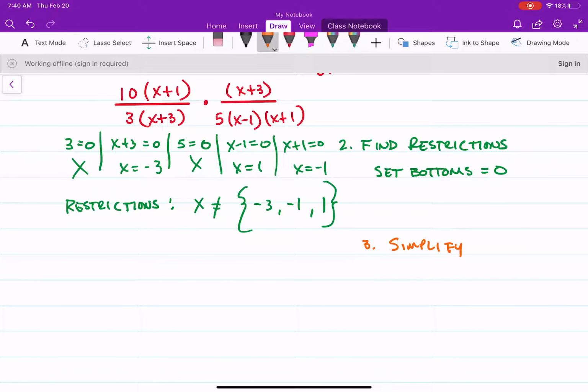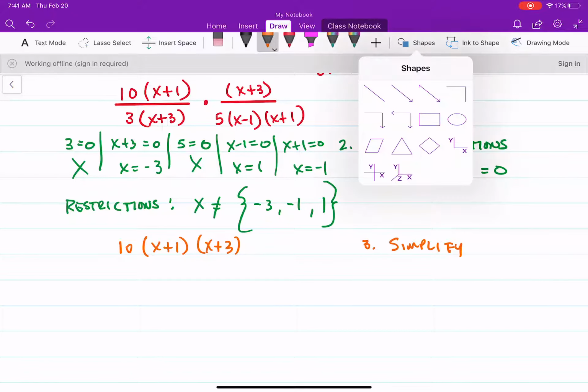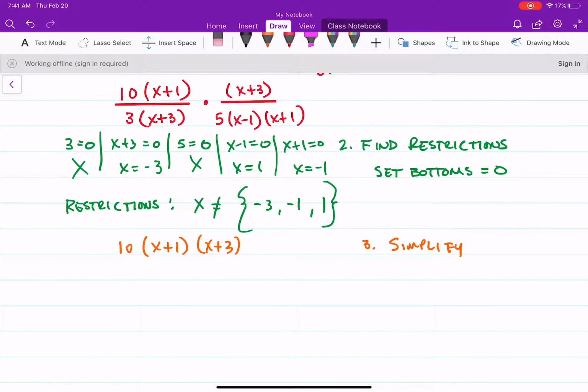So then we basically have 10 times x plus 1 times x plus 3, because when we multiply straight across, it's top times top, bottom times bottom. The bottom is going to be 3 times 5 times x plus 3 times x minus 1 times x plus 1.